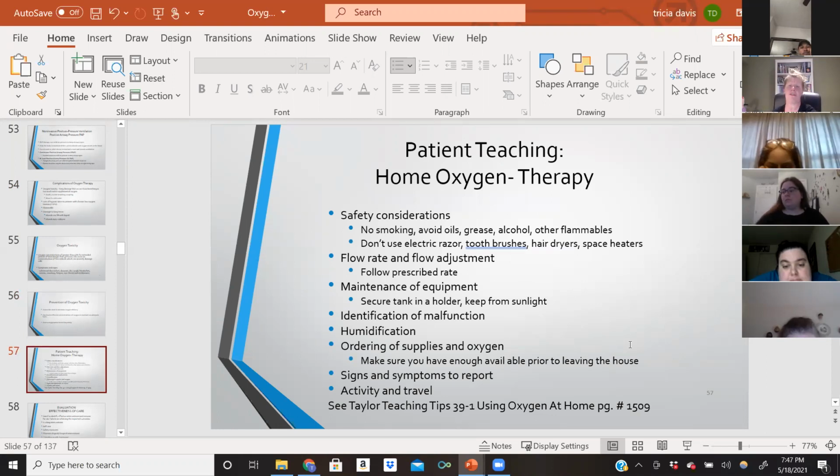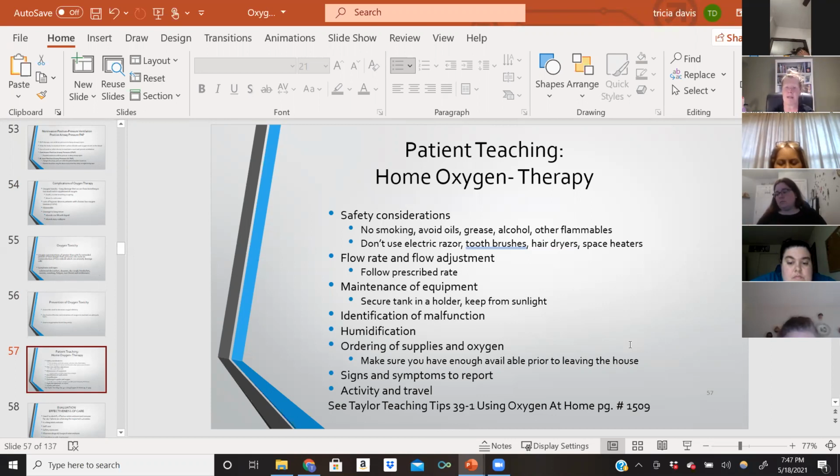We want to talk about the flow rate and the flow adjustment. We don't want them to adjust their oxygen. The doctor will have a predetermined amount that they want them to have, and we want them to follow that prescribed rate. If they're having any kind of symptoms, if they feel like their oxygen isn't enough, they should call in and talk to the doctor.